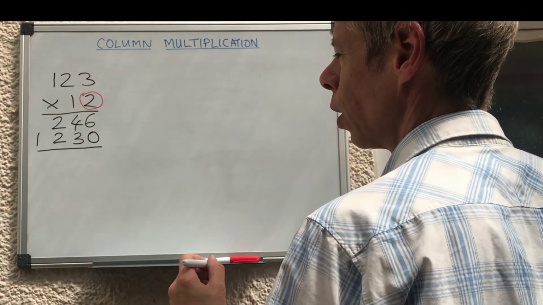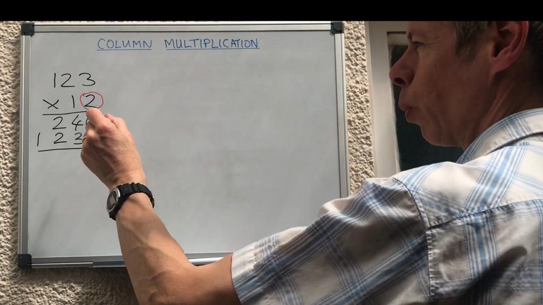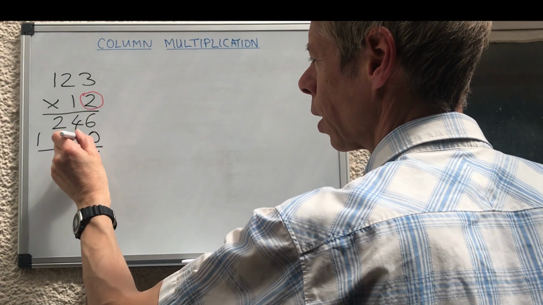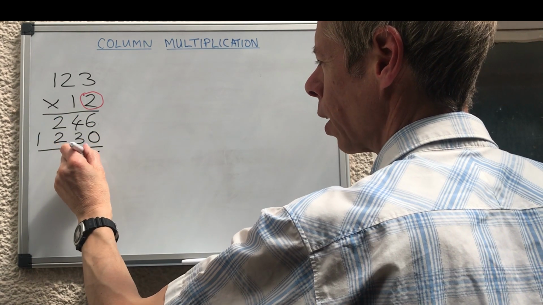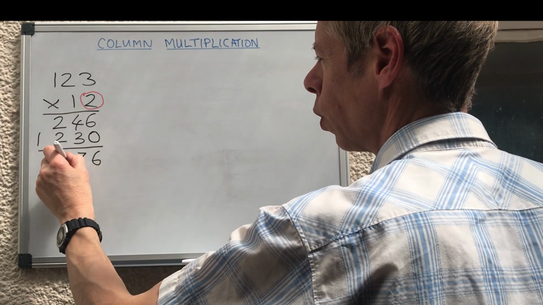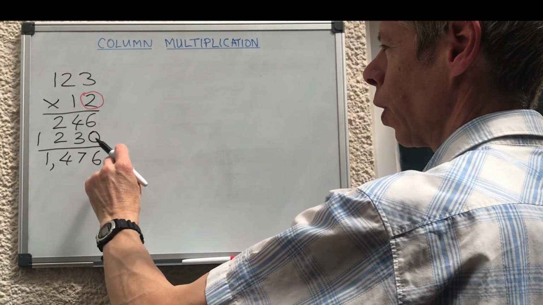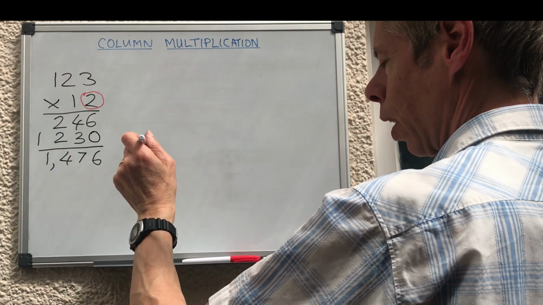All we do now, this is where the columns are important. We've lined up our columns really well. So 6 plus 0 is 6, 4 plus 3 is 7, 2 plus 2 is 4, 0 plus 1 is 1. So the answer is 1476. Let's look at another one.